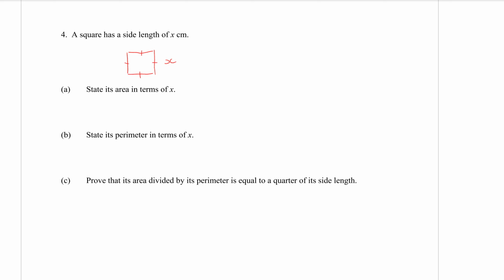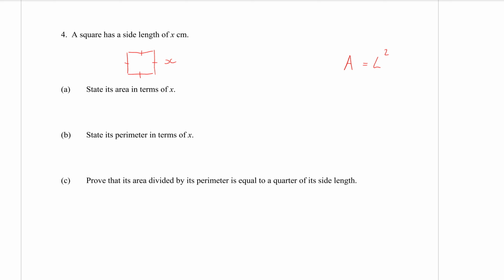Does anyone know the formula for the area of a square? 25. If it was 5, then it would be 25. What's the formula though? Squared. L squared? So last year, this might look familiar. A is equal to L squared. Does that look familiar now I've written it? Yeah.